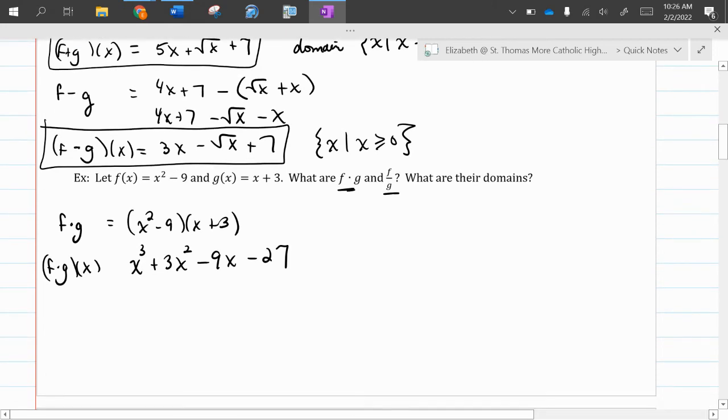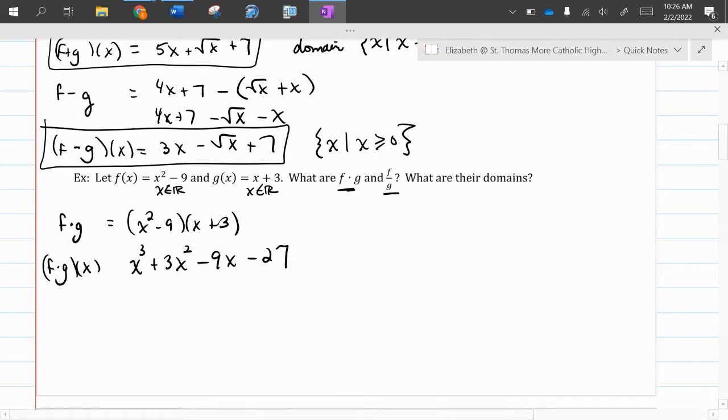And now let's talk about the domain. The domain of f is quadratic. So we know that the domain of any polynomial is all reals. And so since f and g are both polynomials, the domain of both of these functions is all real numbers. The domain is all real numbers.